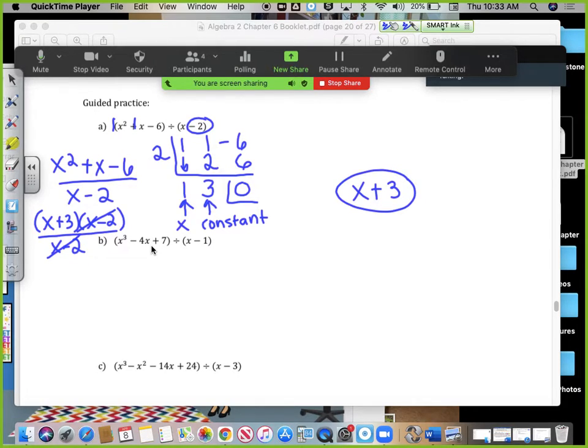See how it goes from x to the third power down to just x. It's missing x squared. You need a 0 in between the 1 and the 4. And that's going to be a negative 4.